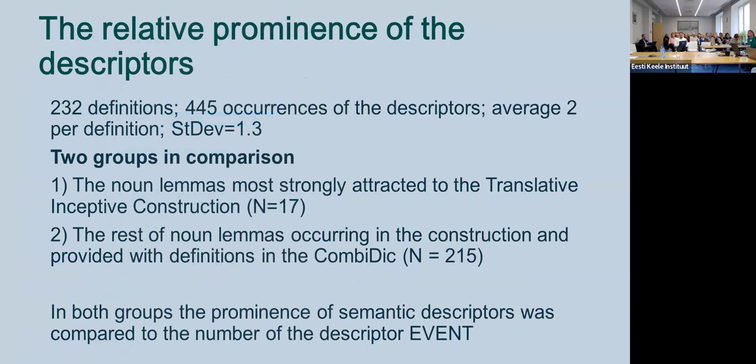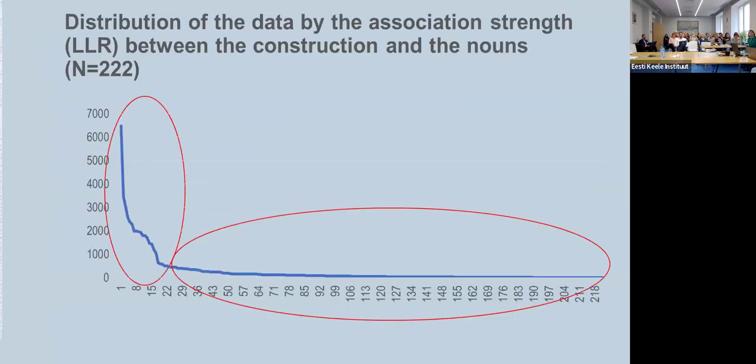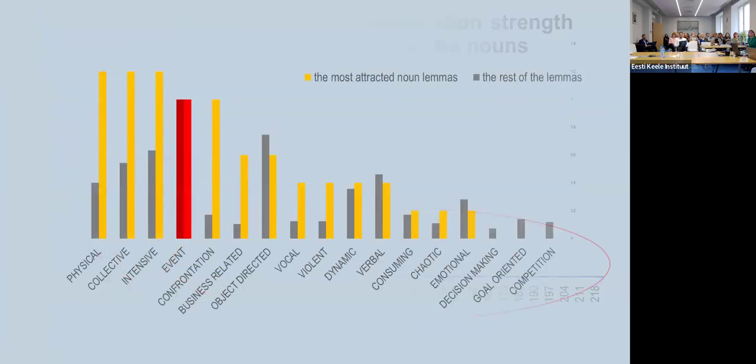So this is how we did the relative prominence analysis. The presence of all the descriptors was compared to the presence of the descriptor event, which was taken as the base level to see the relative prominence. And we compared these two sets, the most strongly attracted group against the less strongly attracted group. And this is the two profiles mapped on each other. The most attracted nodes are the yellow profile, when everything is compared to event.